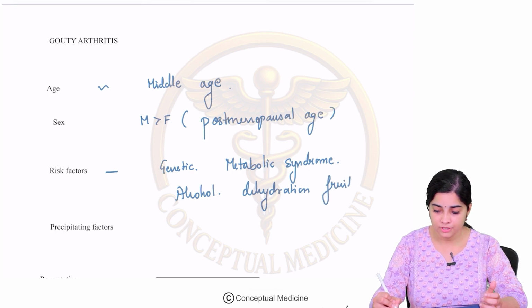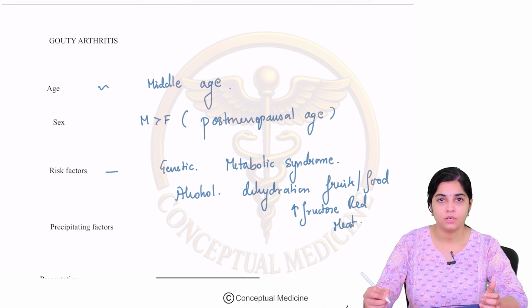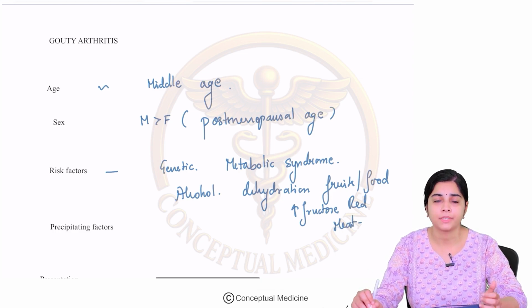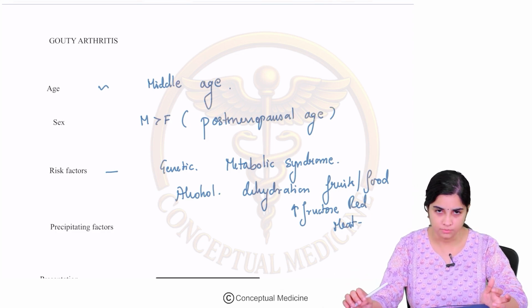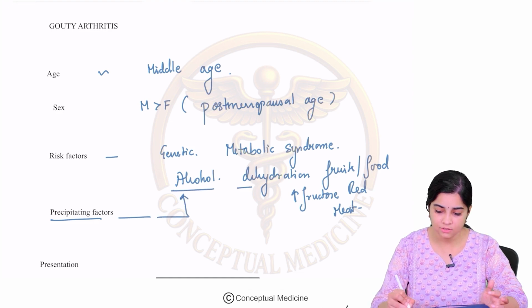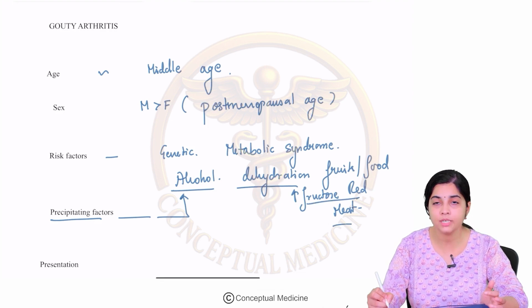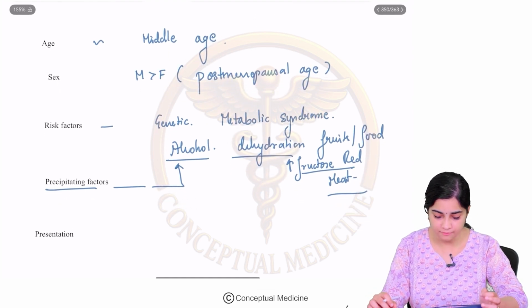fruits or vegetables or food which is basically high in fructose, excessive consumption of red meat, right? So all of these can precipitate a gouty attack, and all of this is considered to be risk factors on their own. So when we speak about precipitating factors, always counsel your gouty arthritis patients about alcohol, dehydration, fructose rich food and red meat consumption. Okay, so that is about your risk factors and precipitating factors.